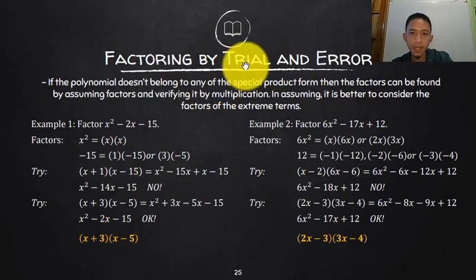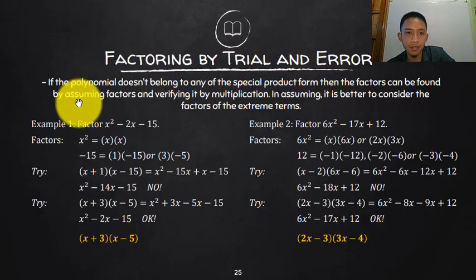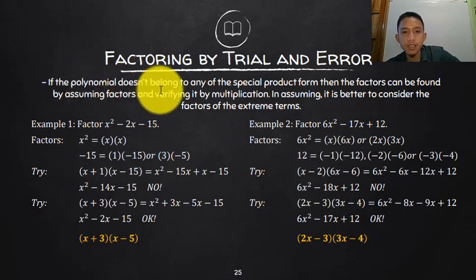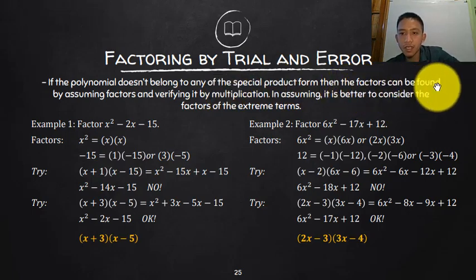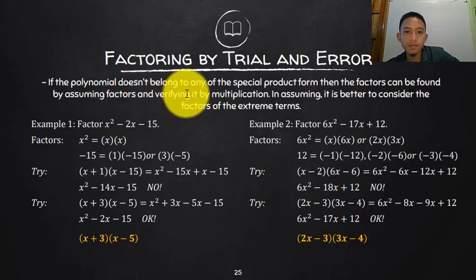Okay, by trial and error. So when do we use trial and error? If you cannot solve it by inspection, this is what you're going to do: trial and error. If the polynomial doesn't belong to any of these special products, so if you cannot see a special product right away, then you cannot use that one. Then the factors can be found by assuming factors and verifying by multiplication.